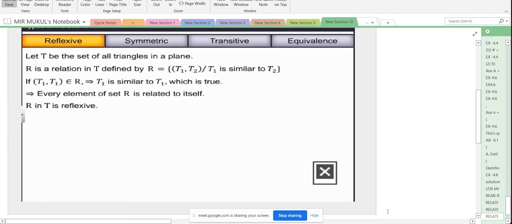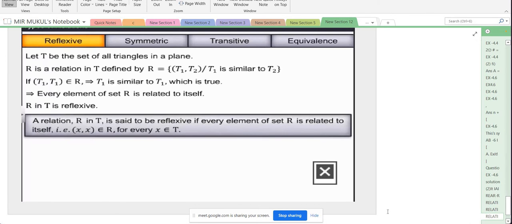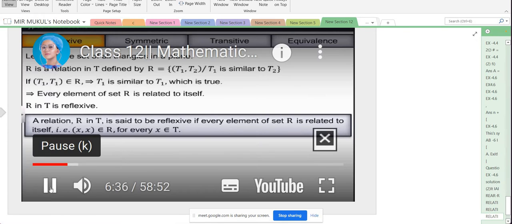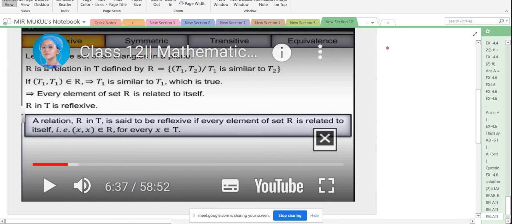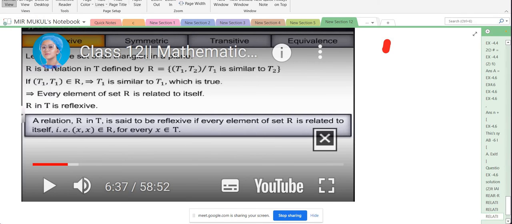Mathematically, a relation R in T is said to be reflexive if every element is related to itself. That is, the ordered pair (x, x) belongs to R for every x in T. Okay, so understood this reflexive relation? So reflexive relation, I'm just explaining.